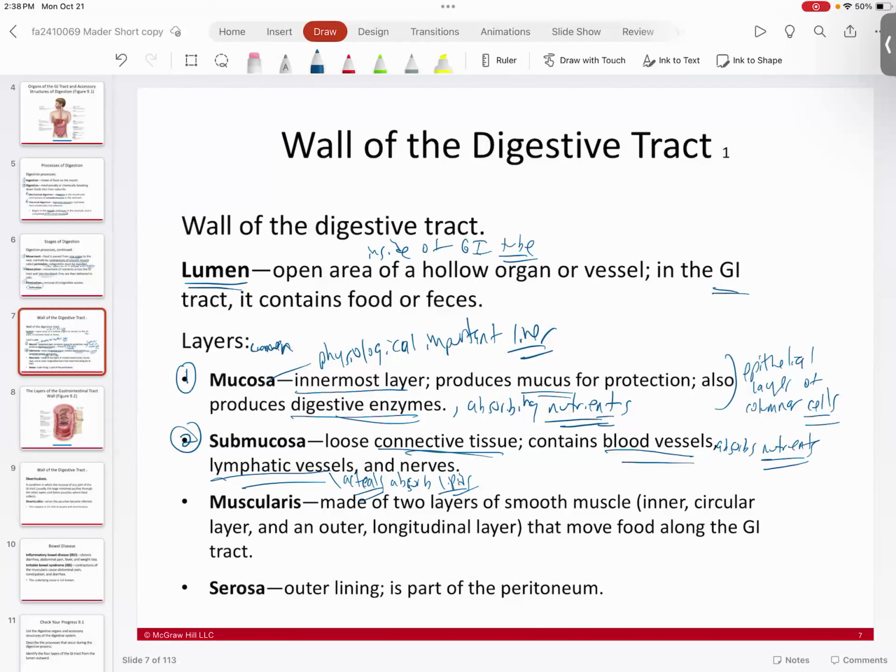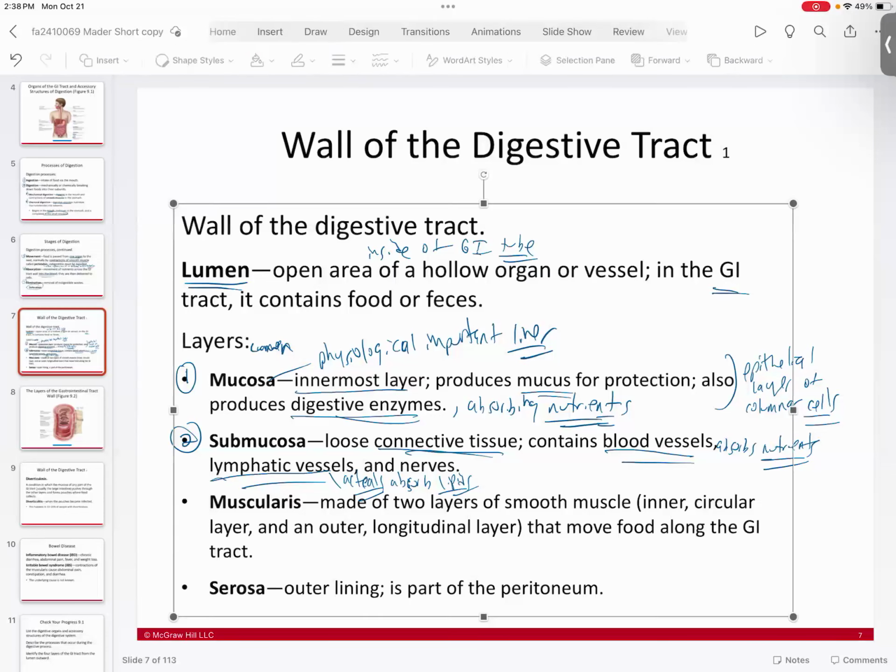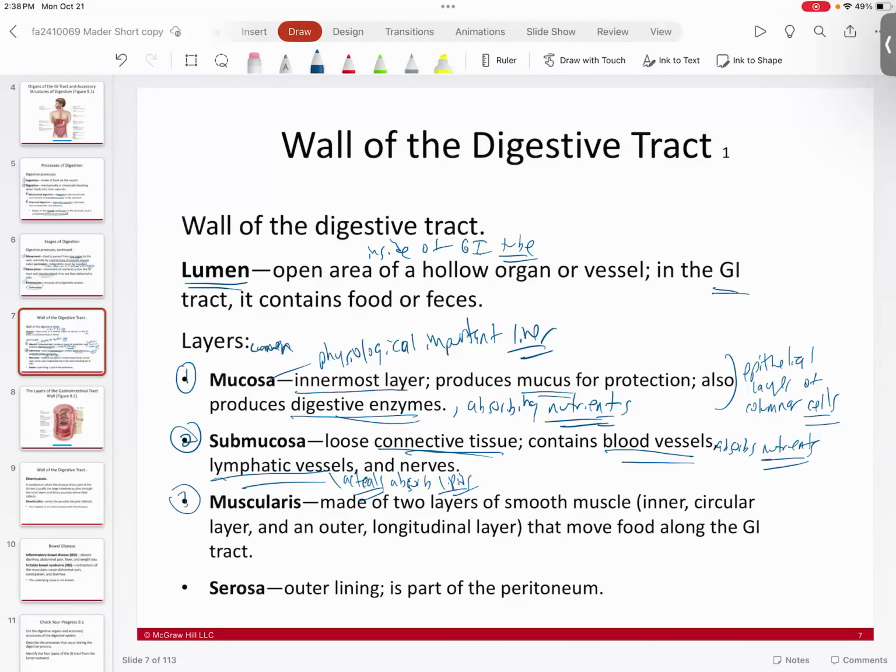And then, of course, you have nerves there as well to coordinate and control local activities in this area. The submucosa is very important because this is where your absorbing materials are. This is how you absorb your nutrients. If you have pathology in your submucosa, you're probably not going to be able to absorb nutrients, even if you eat them.